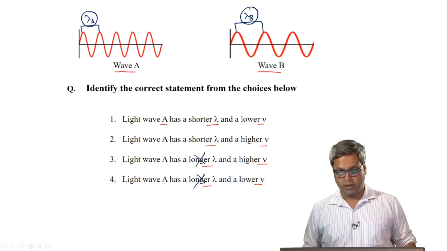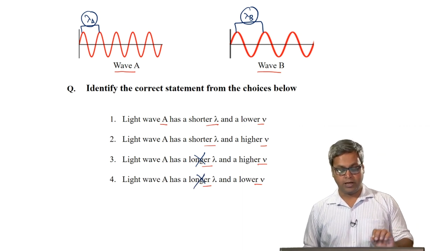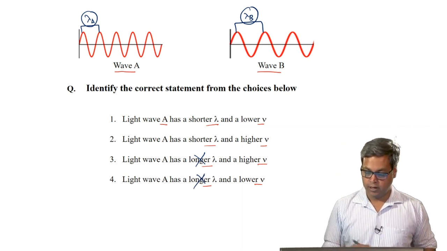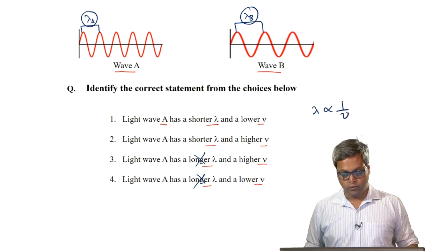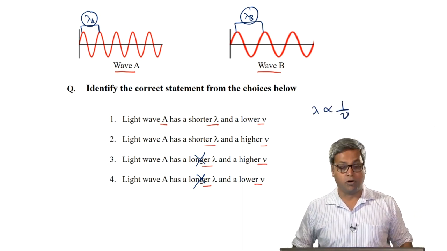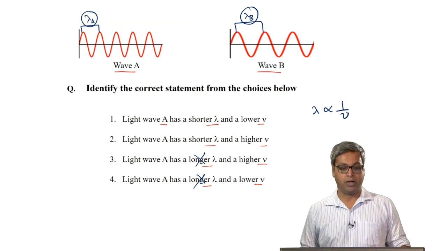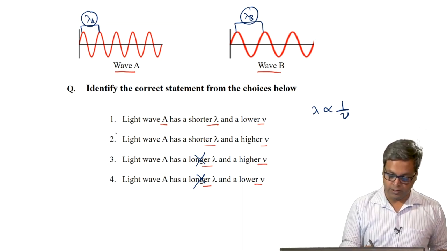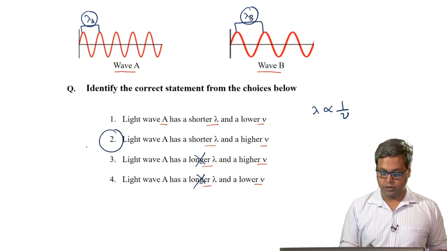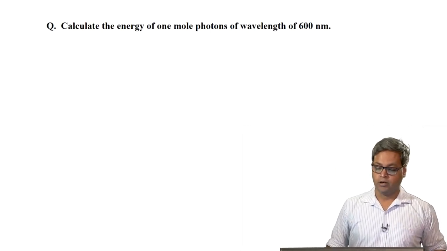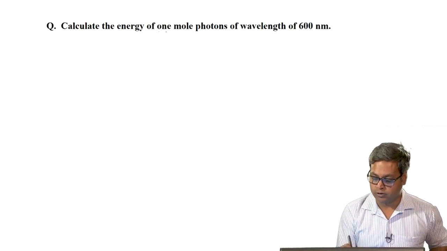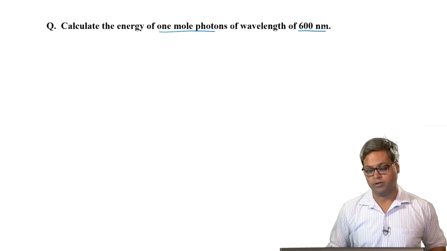The second part is whether frequency is lower or higher in the case of A. We know that wavelength is inversely proportional to frequency. So, if the wavelength is shorter, then the frequency should be higher. In other words, the answer in this case will be option 2 and option 1 is not right. So, the next question is, calculate the energy of 1 mole of photons of wavelength 600 nanometer.